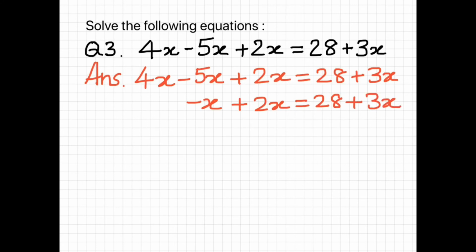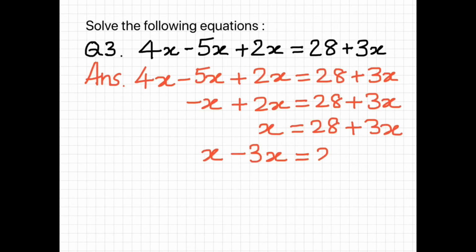Now, minus x plus 2x is plus x. That is, x is equal to 28 plus 3x. In the next step, we are going to transpose plus 3x to the left hand side. We get x minus 3x is equal to 28. Note that plus 3x is changed to minus 3x when transposed.